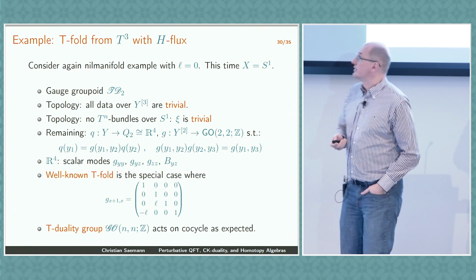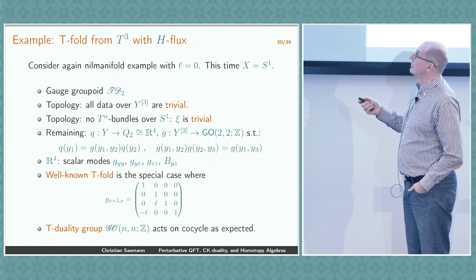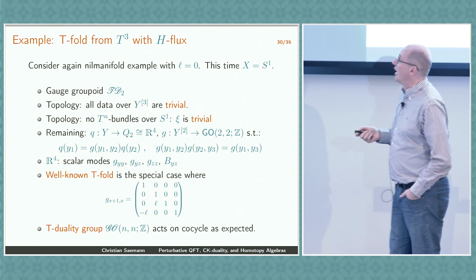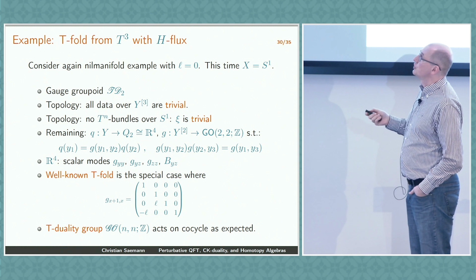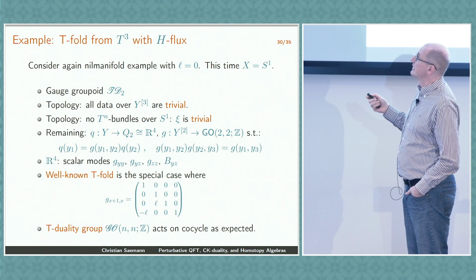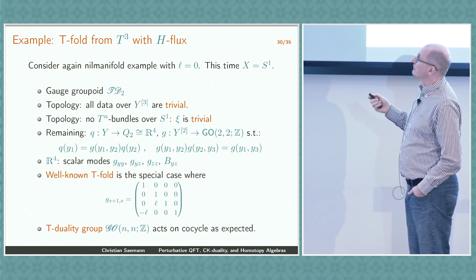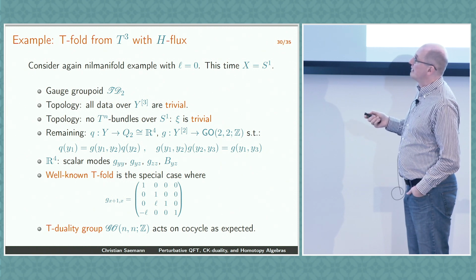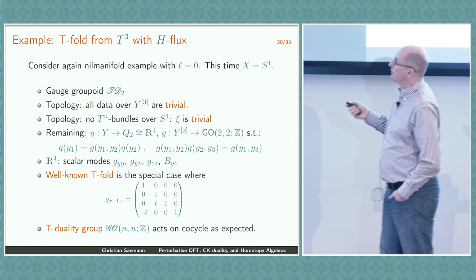Okay, so the example that you can study there is a usual one. So you have a 3-torus with H flux. You do 2 T-dualities, and you get a T-fold. This is one of these famous examples that are around. And the gauge groupoid would be here TD2, because over T3, we have 2 T-dualities. The base manifold is just S1. So because of the topology, all data over trivial overlaps is trivial. We have no Tn bundles over S1, so a lot of the data is trivial because of this example. But what remains are the scalars, Q, and transition functions for the scalars in the T-duality group.